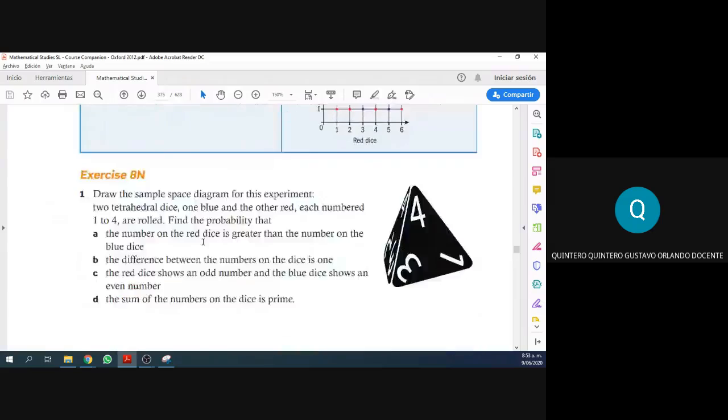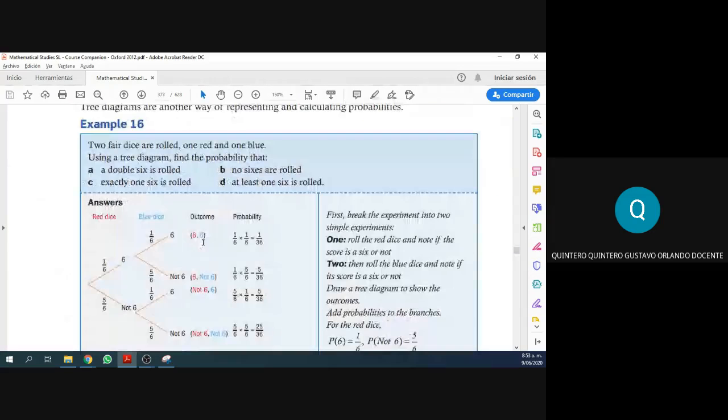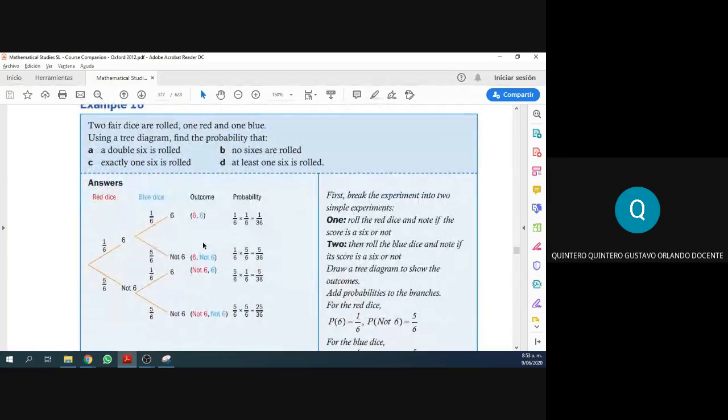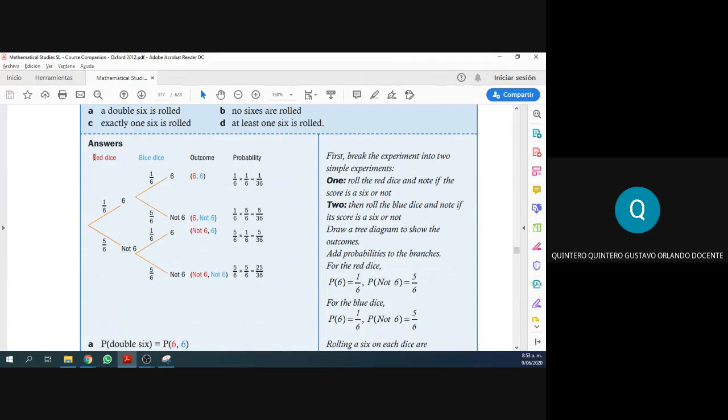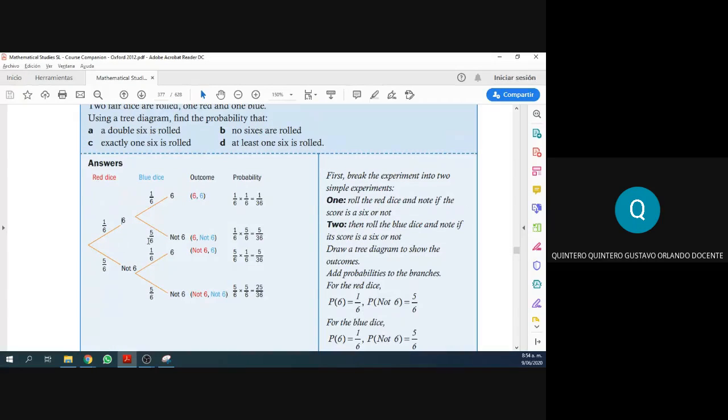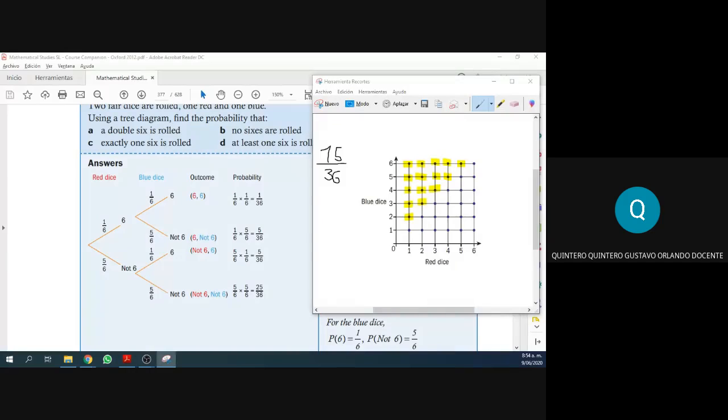But can we do it in a tree diagram? Yes. And the tree diagram could give us a lot more answers than that one. Here, for example, when we throw the red dice first, we have two options. Maybe we can have a 6, or maybe we can have not a 6. So what is the probability of getting a 6? Well, that one is easy. That probability is 1 over 6. So here, now, let me change into this configuration, into the board. Maybe I can show you how to do it better.